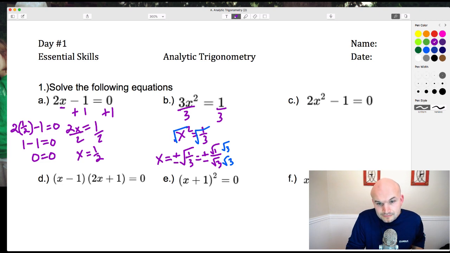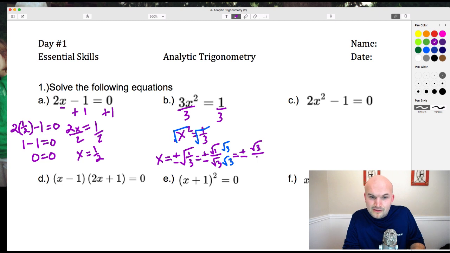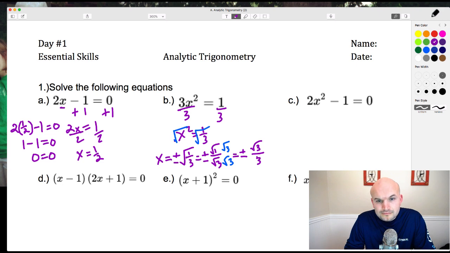So our answer is going to be plus or minus, remember the square root of 1 is 1. So 1 times square root of 3 is the square root of 3, over square root of 3 times square root of 3. When you're multiplying radicals, you just multiply the radicands together and then take the square root. So square root of 3 times square root of 3 is square root of 9, and the square root of 9 is 3. And again, you could plug this back into your equation, and it's going to make the equation true, or the identity true in this case.